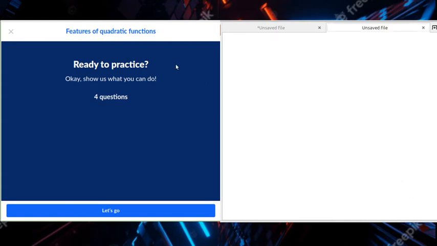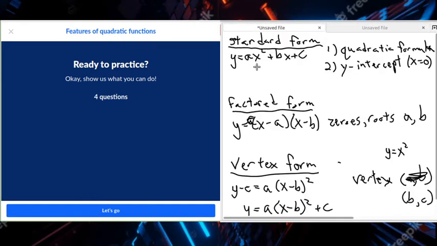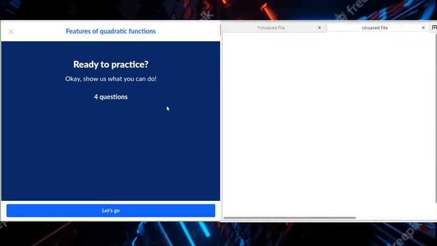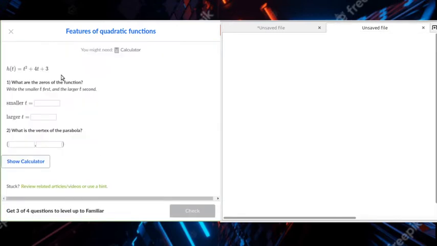Okay, so last time we did features of quadratic functions, strategies. I accidentally went out of order here, but in the playlist it'll be in the right order. So we're going to look at features of quadratic functions, and when we were talking about strategy, we were talking about which form to use here. We'll be doing the same thing, but instead of just choosing the form, we'll be solving a little bit.